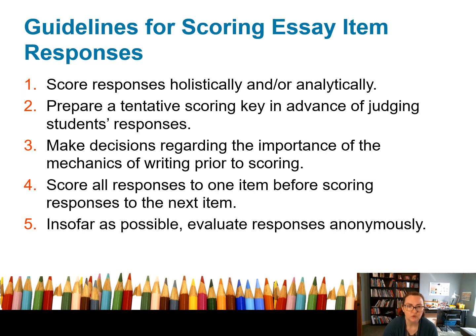You also want to score responses to one item before scoring the responses to the next item. So if there are 4 essay items for a final exam, score essay 1 for all students, then essay 2 for all students, and essay 3 for all students. And then as far as possible, evaluate their responses anonymously. That way, they all have a clean slate and can show you exactly what they do.